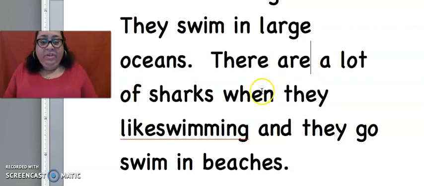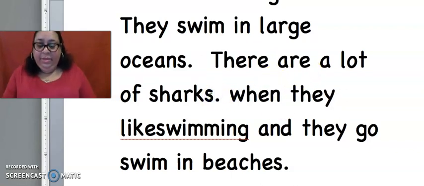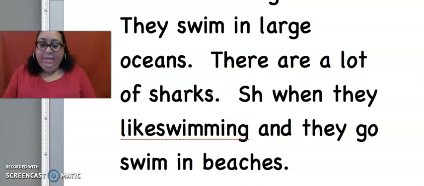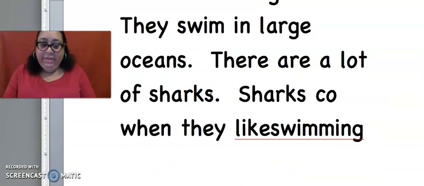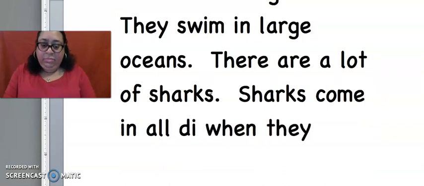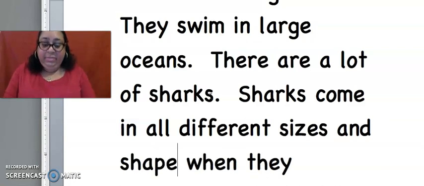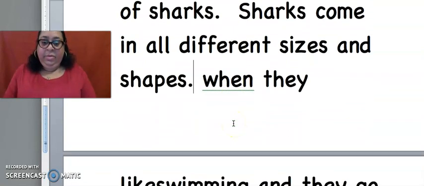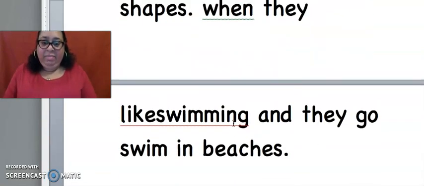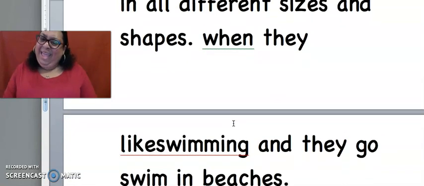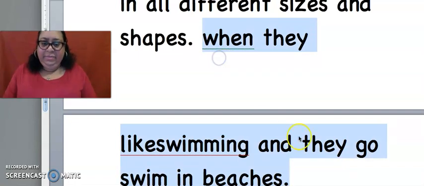There are a lot of sharks. Maybe I could say sharks come in all different sizes and shapes. When they like swimming, they go swim in beaches. I think I was trying to teach my reader that some sharks can wash up near beaches. So let me make this easier. I'm getting rid of this. I'm going to get rid of this whole part.